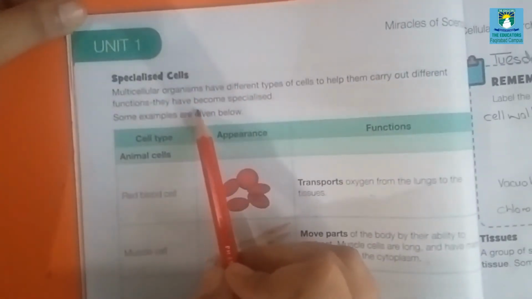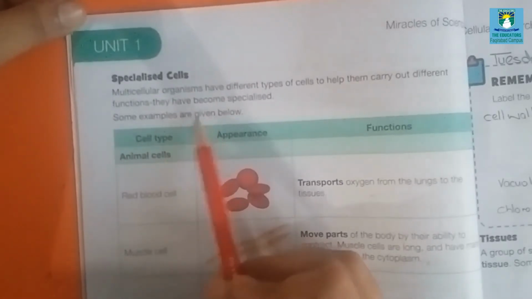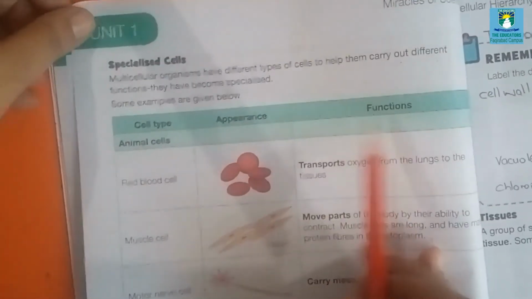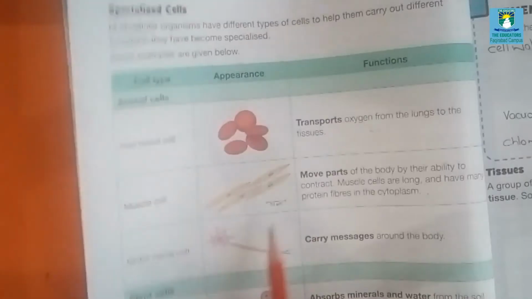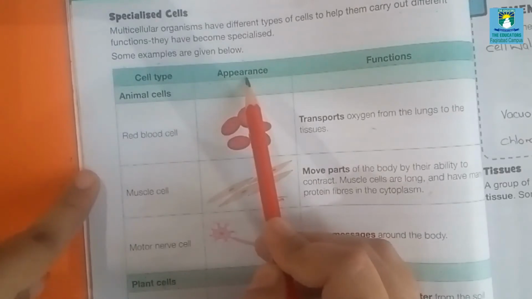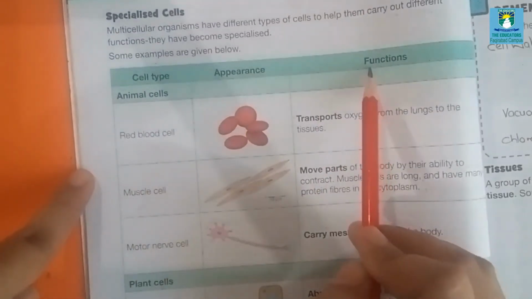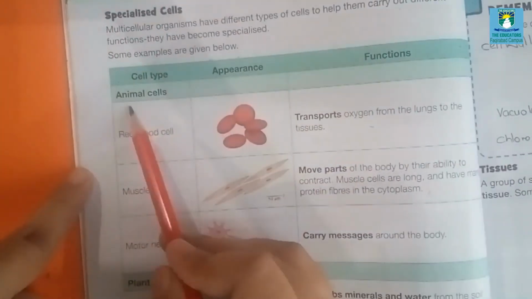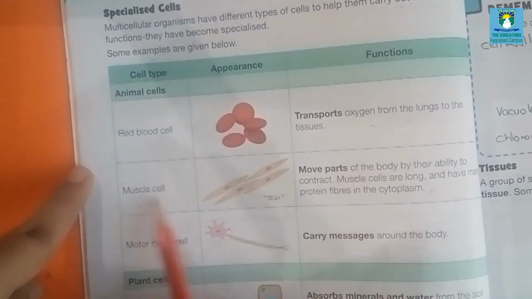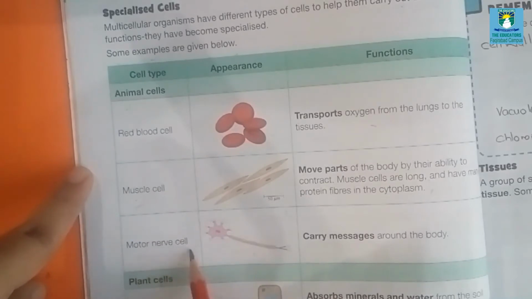Multicellular organism contain specialized cells. They perform different functions. Some examples are given below: cell type, appearance, function. There are different types of cells and their appearance, how these cells look like, and also their functions. Animal cells. Now animal cells contain red blood cell, muscle cell, motor nerve cell.